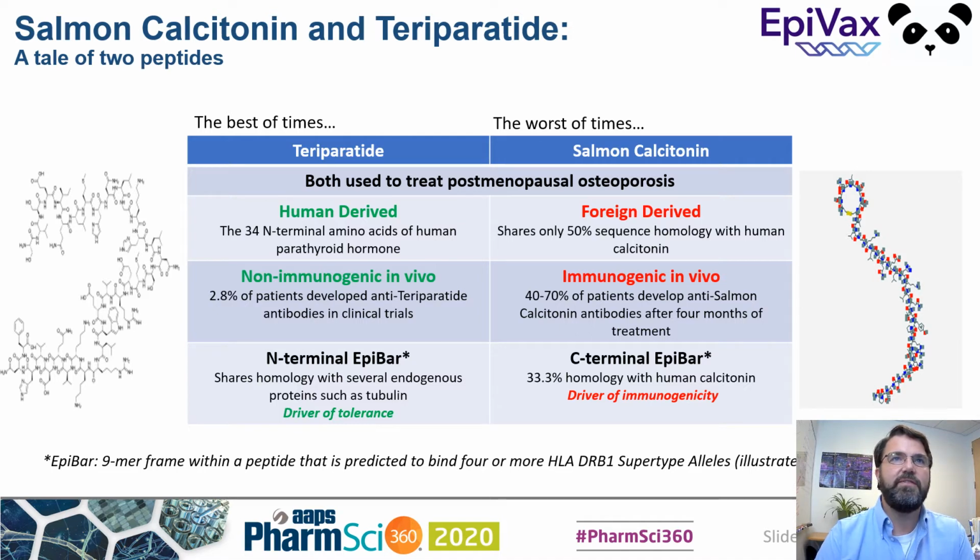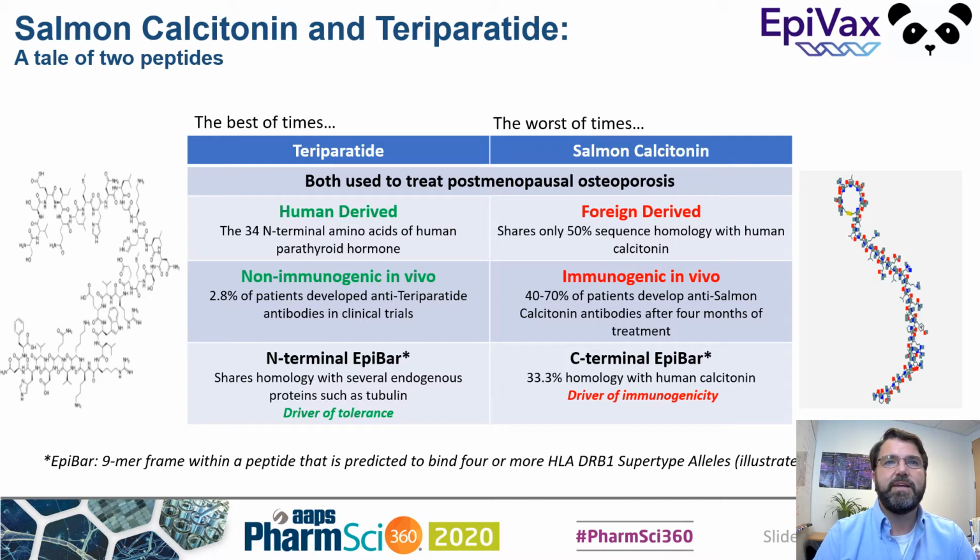So teriparatide is human-derived and is the N-terminal 34 amino acids from parathyroid hormone. It has a history of being non-immunogenic in clinical trials, so only about 3% of the patients developed anti-drug antibodies to teriparatide, whereas salmon calcitonin is very foreign, and as the name implies, it's derived from salmon. This peptide only shares about 50% sequence homology with human calcitonin. 40 to 70% of the patients who have been treated with this drug developed anti-drug antibodies in clinical trials after a couple months of treatment.